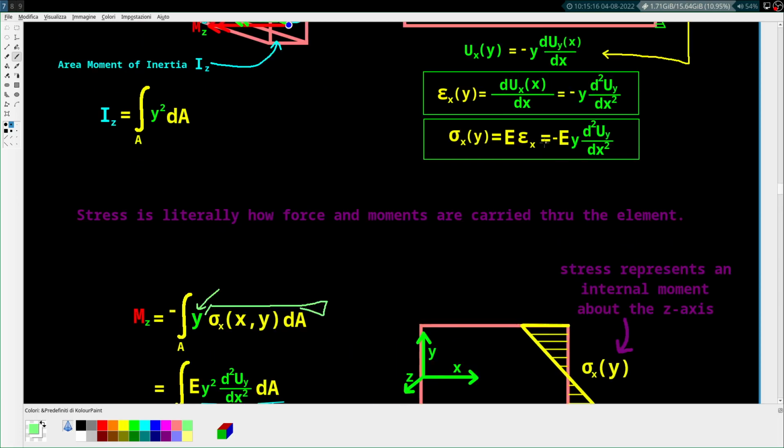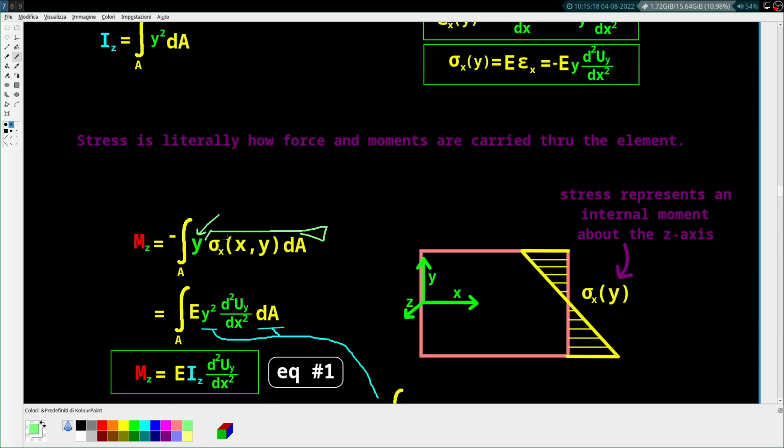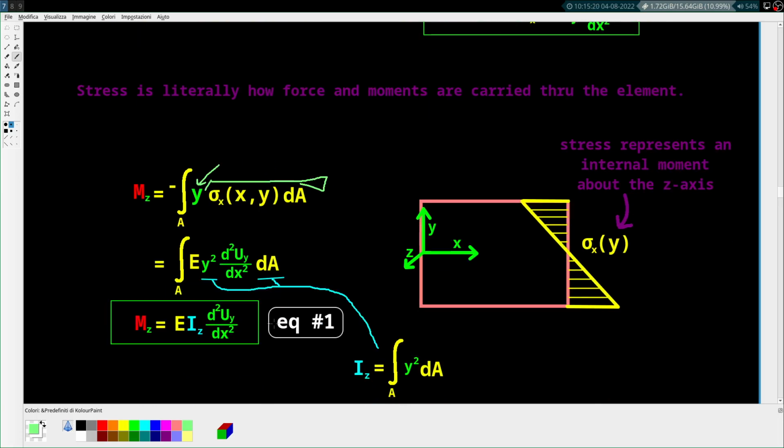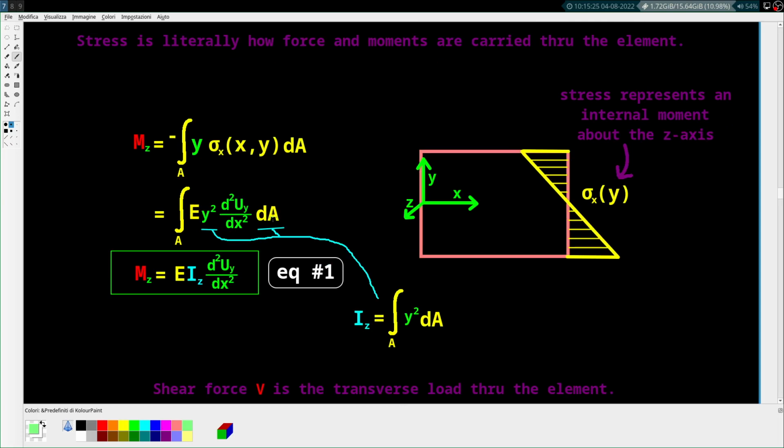And so you can just plug in this expression here for your stress, integrate, and here is where that moment of inertia comes. We can pull out integral over A of y squared dA, and that's just Iz. Other than that, all we have is this, and this does not vary with the area, so we don't really care about that too much. But this equation matters a lot. This is the moment equals EI d squared uy dx squared. This is an equation that people have memorized. That's where it comes from.